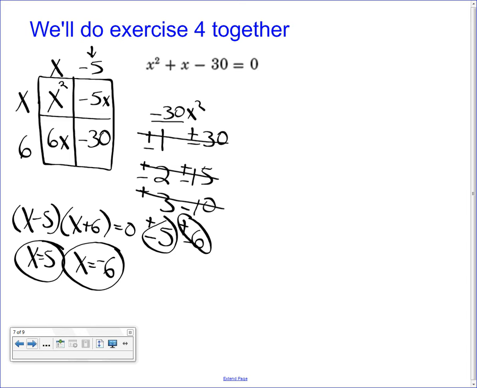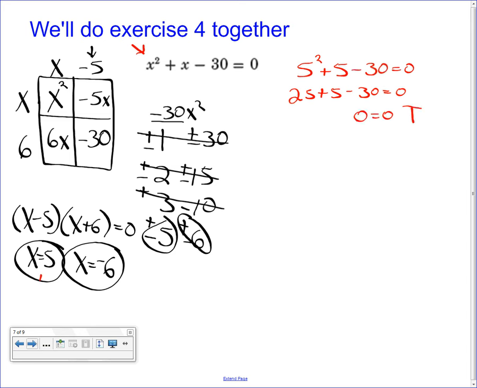If I plug in a 5 into this equation right here, then what I'm going to have is 5 squared plus 5 minus 30 equals 0. In other words, 25 plus 5 minus 30 equals 0. And you can see that will give us 0 equals 0, a true statement. That means that 5 is a solution. And then I can check the negative 6.